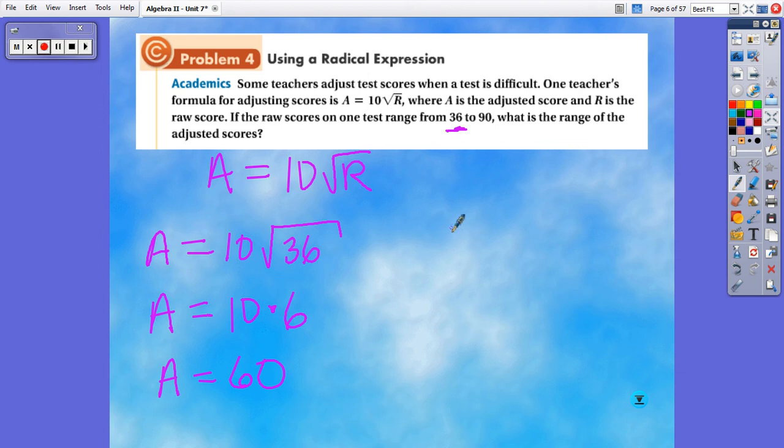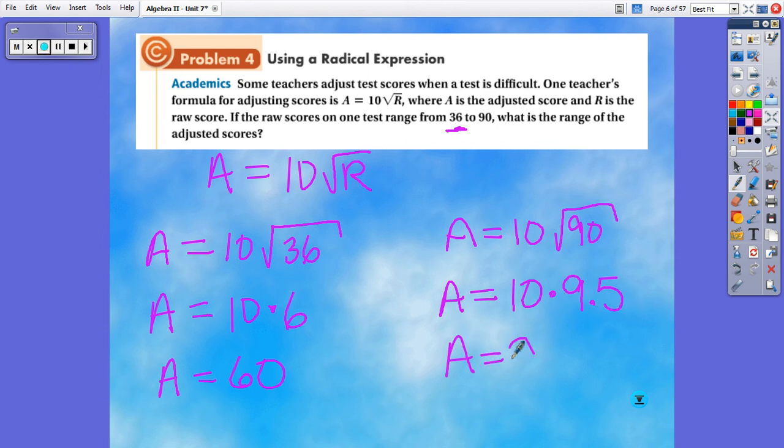So then you need to do the high range. So the adjusted score is going to be equal to 10 times the square root of 90. And now we don't have a perfect square. So again, we're going to have plus or minus for an answer, but we only want the positive answer. So you can use your calculator to do this, and you're going to get 10 times about 9.5, you round. And 10 times 9.5 is about 95. So this was the old range, 36 to 90. Our new range is 60 to 95. And that's how you answer word problem questions using a radical expression.